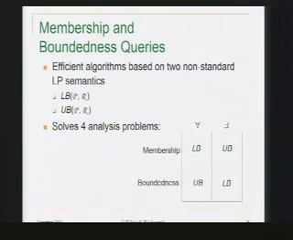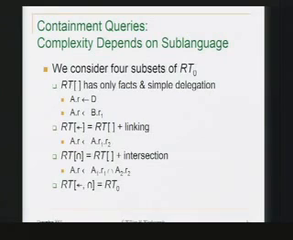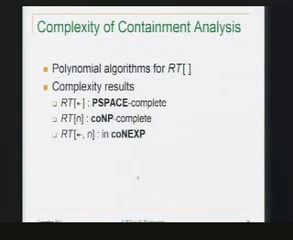The evaluation of membership and boundedness queries can be done efficiently by using two non-standard logic programming semantics for program P. And I won't go into them here. Containment queries, on the other hand, the complexity of the analysis problem depends on the sublanguage. If we call this basic RT, it contains only facts and simple delegations. Then there's RT with linking, RT with intersection, and RT with both, which is just all of RT0. And here are the results.